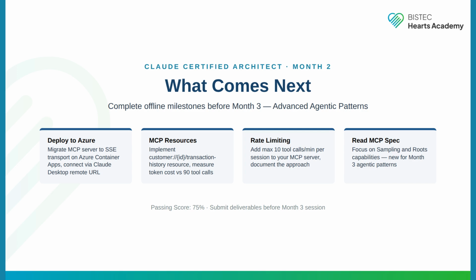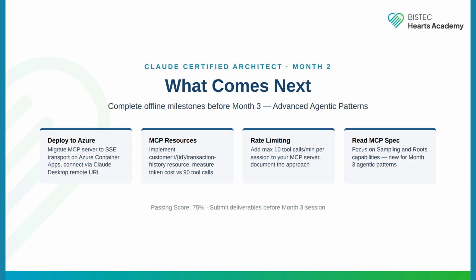The offline milestones before month 3 will deepen every one of these areas. Deploying to Azure Container Apps with SSE transport makes the transport migration concrete. The theoretical difference between stdio and SSE becomes real when configured. Implementing the transaction history resource and measuring its token cost versus 90 tool calls makes the tool versus resource decision intuitive in a way that no diagram can.